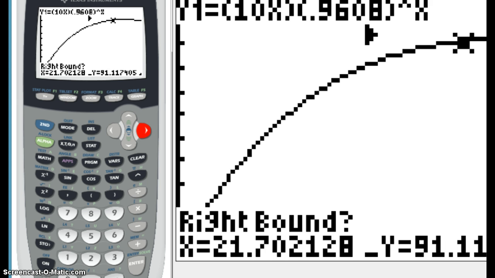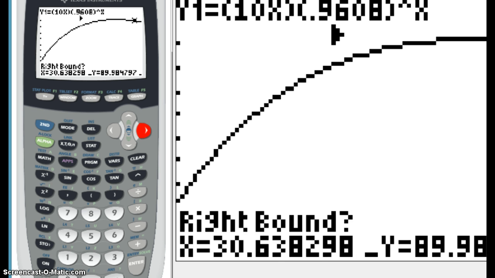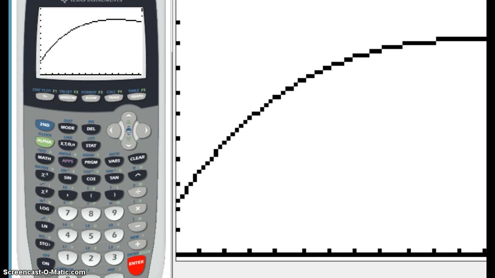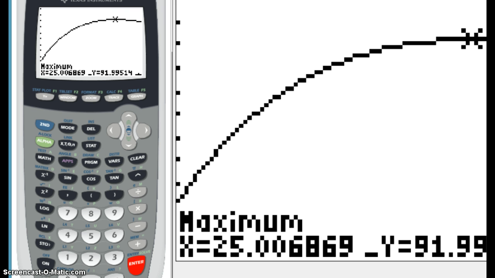So I'm not there yet. The maximum is somewhere around here, it seems like. So I'm going to go a few more pixels to the right where I'm past that point, like over there, for example. I even moved the screen a little bit to get a better view. So I can select that as the right bound. Then the calculator asks me to take a guess. I could just hit enter instead, and it's going to spit out a maximum value. So it's at about 25 t-shirts. We're going to get a maximum value of about 92, or 91.99.